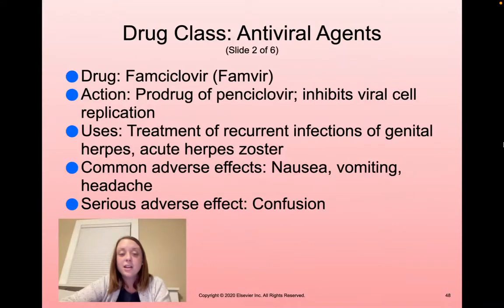Famciclovir or Famvir is a prodrug of penciclovir. It inhibits viral cell replication. We use it to treat recurrent infections of genital herpes or acute herpes zoster. It can cause nausea, vomiting, or headache, and it can also cause some pretty severe effects of confusion.